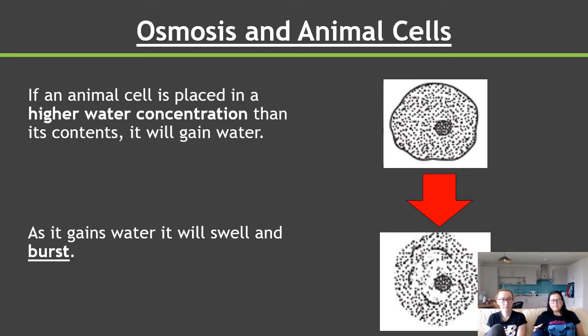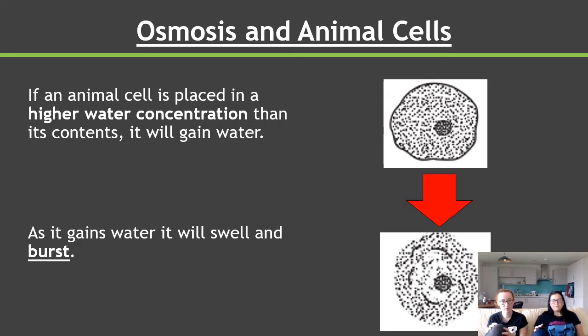Okay, so in terms of osmosis in animal cells, there are certain things that can happen depending on if it's a higher water concentration or a lower water concentration it's in. So to start with, if an animal cell is placed in a higher water concentration than its contents, so say it is 100% water outside, whereas it's only 50% water inside, it will then gain water. So water is going to move from that higher concentration outside to that lower concentration inside. And just like a balloon, it could burst. It's going to swell first of all.